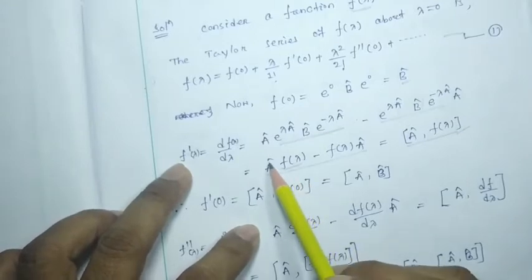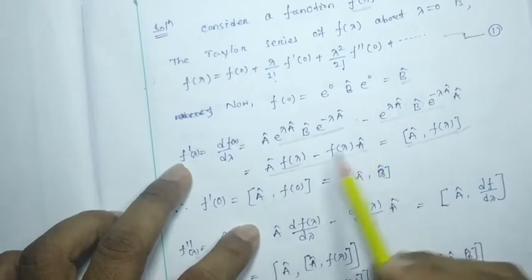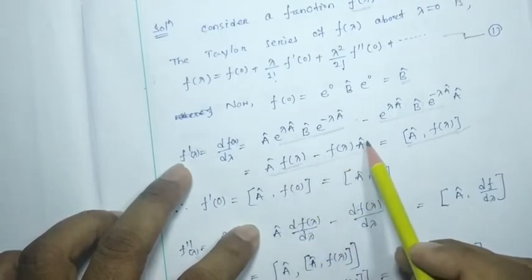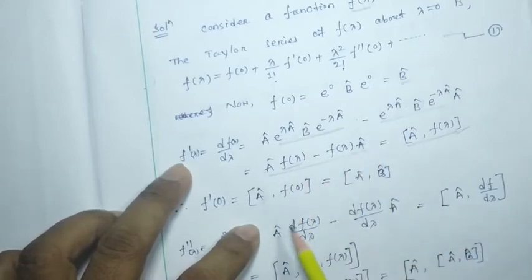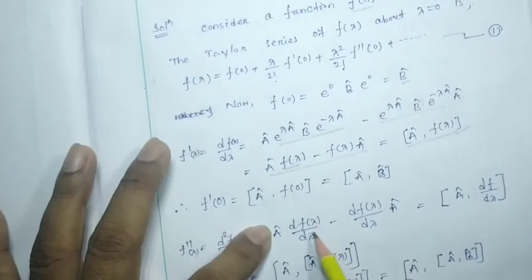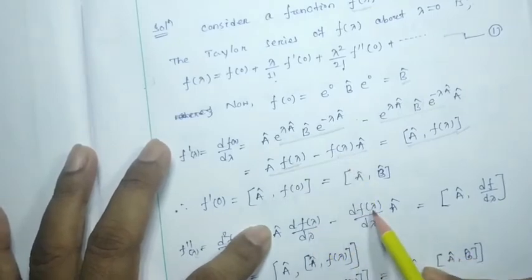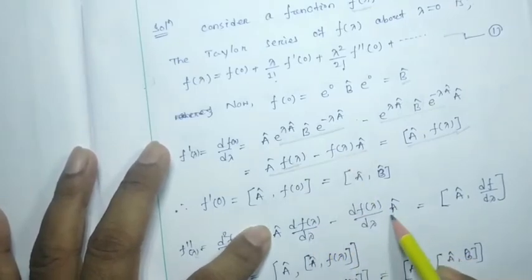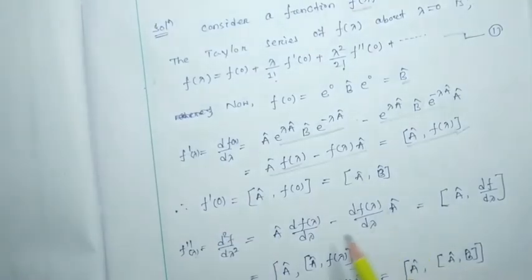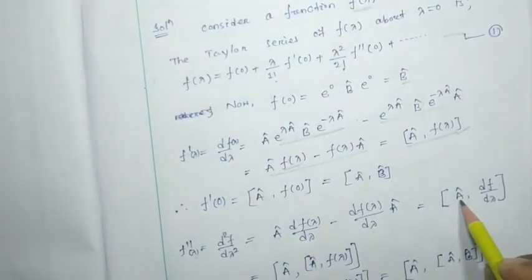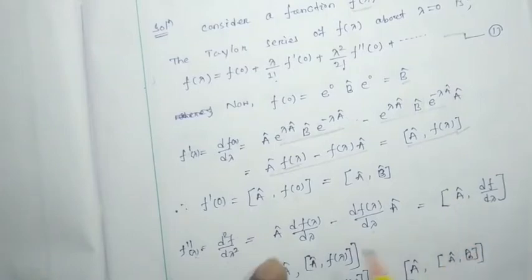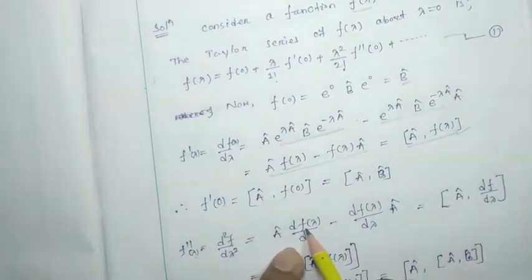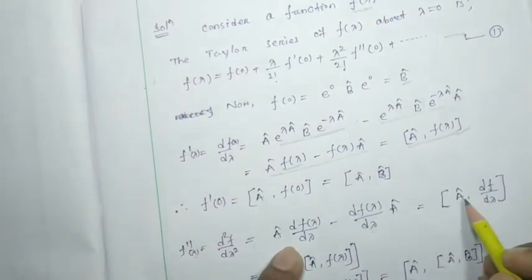Because here A cap is constant with respect to d lambda, when we take the derivative, A cap will be there, d f lambda by d lambda, minus d f lambda by d lambda and A cap. So this can be written in commutation format: A cap times this one minus d f lambda by d lambda times A cap can be written as the commutation of A cap and df by d lambda.